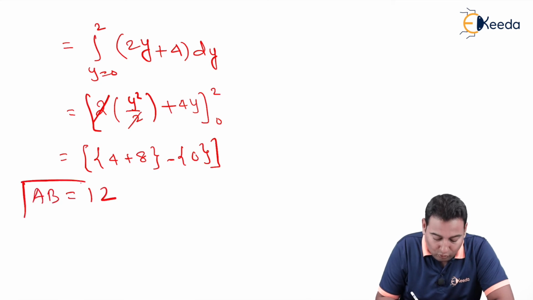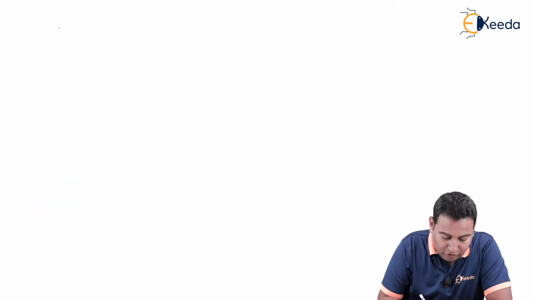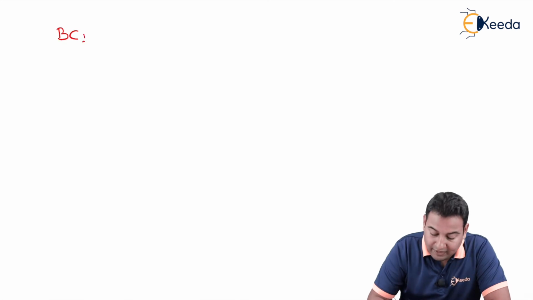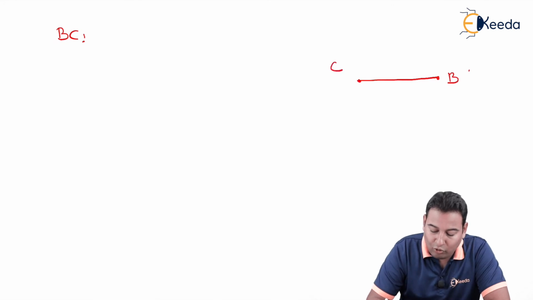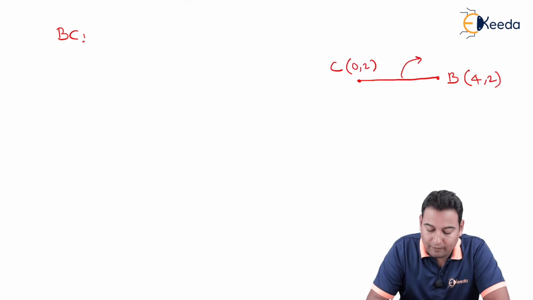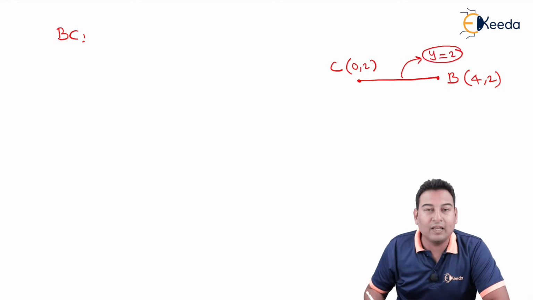Now we need to solve for two more integrations. Let me solve for BC. This is the line BC. Here we do have B, here we do have C. B points are 4, 2. C points are 0, 2. And this line equation is y equal to 2.